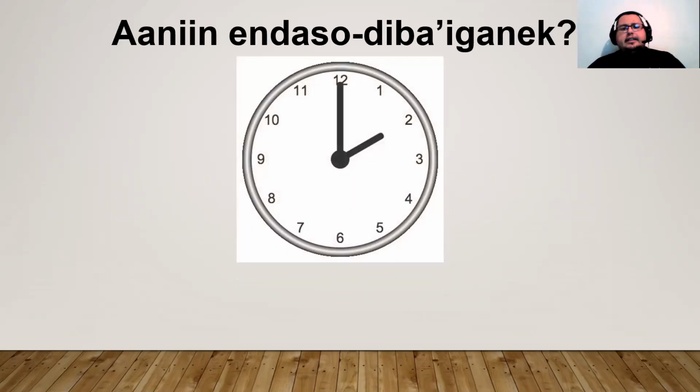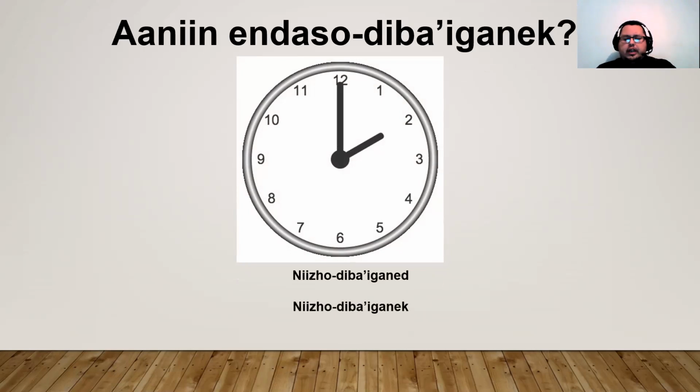Okay, next one, anin endaso-diba'iganek, nijo-diba'iganed. Nijo-diba'iganed, it is 2 o'clock. Something's happening at 2 o'clock, you would say nijo-diba'iganek with that K ending on there, or G. Some dialects use G, some use K. They're both the same sound if you think about it. If you say them together, nijo-diba'iganek. It is 2 o'clock, nijo-diba'iganek at 2 o'clock.